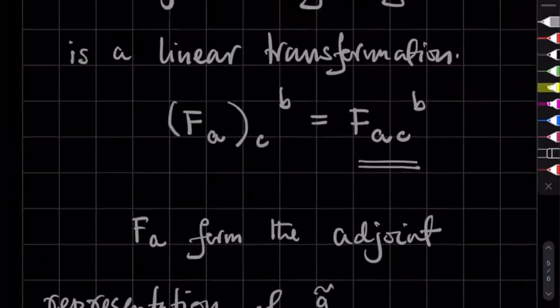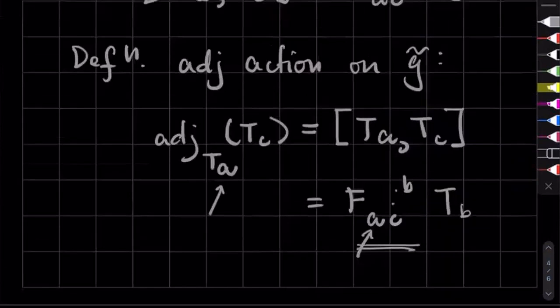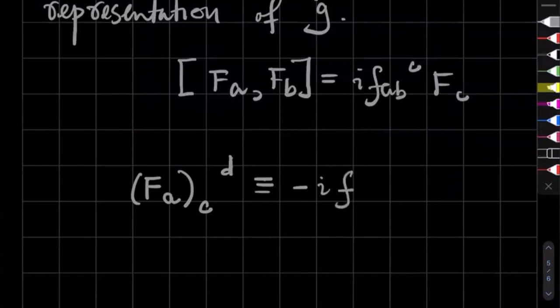Okay. So I haven't really given you a very explicit formula for F, but this equation should be very suggestive. And inspired by this equation, we define the adjoint representation F of A, so this is a matrix, and its C D element to be minus I F of A, C, D, okay? This is the definition of the adjoint representation.